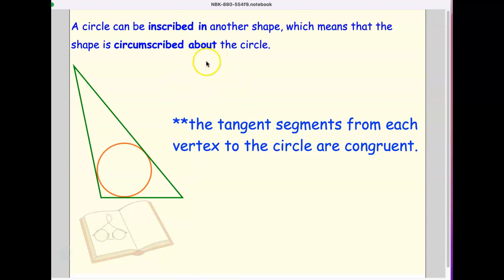Some vocab that we're going to talk about in this chapter are inscribed versus circumscribed. Inscribed means the figure is inside another one, hitting at tangent lines. Circumscribed is the figure that would be around the outside of the circle. So in this case, we would say the circle is inscribed in the triangle. We would say the triangle is circumscribed around the circle.